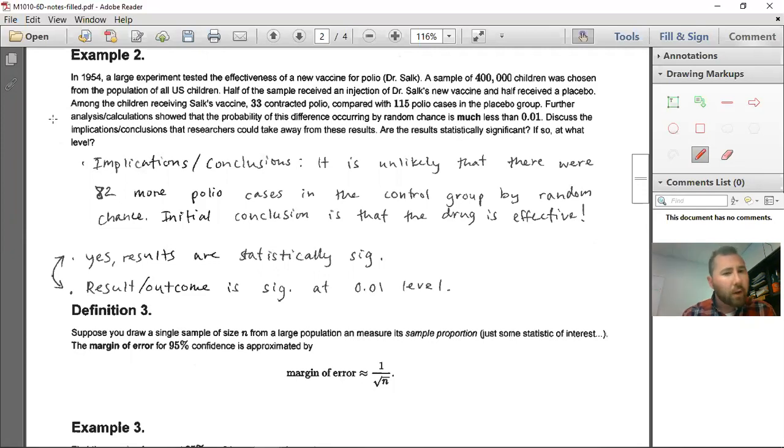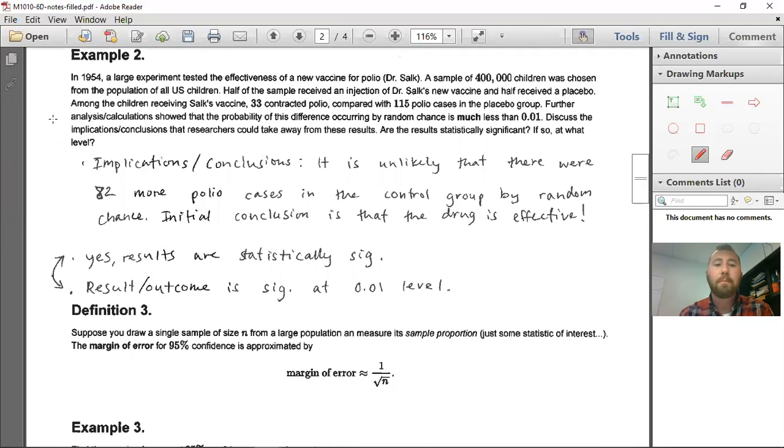But the initial conclusion here is that the drug looks to be effective. So yes, the results are statistically significant because it doesn't seem like this would happen just by random chance. And further, from the calculations that they gave us, the outcome is significant at the 0.01 level because it could have occurred by random chance only much less than 0.01 of the time.